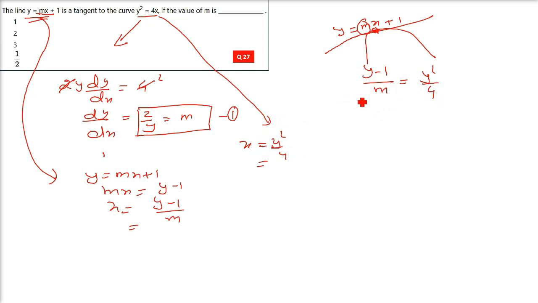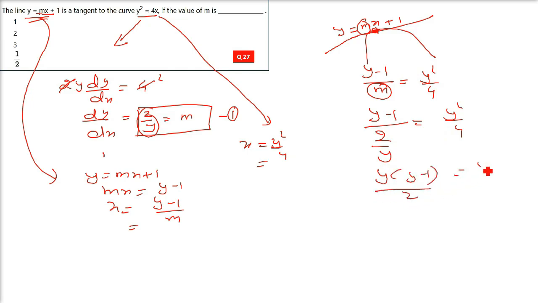Please remember, this m you cannot keep like this. You have to replace it. m is nothing but 2 by y. So (y minus 1) divided by (2 by y) is equal to y square by 4. This goes up: y times (y minus 1) divided by 2 is y square by 4.